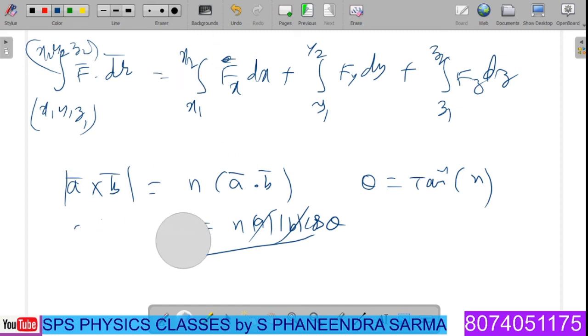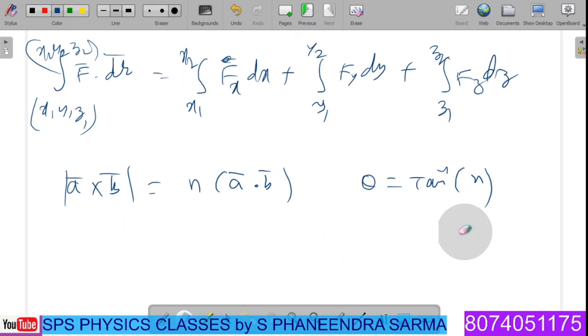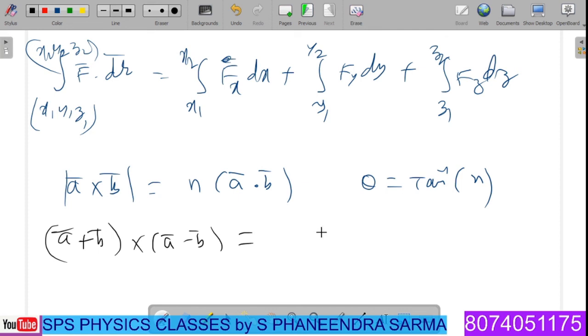So in the examination, if this problem is given, directly you have to write theta is equal to tan inverse of n here. On the other hand, to confuse you in the examination, sometimes they will give one more type of formula, that is a bar plus b bar cross a bar minus b bar is given. Then you have to do the cross product of the two factors like this. By doing the entire thing, we get the value of 2 times b bar cross a bar. Like that we have to do.